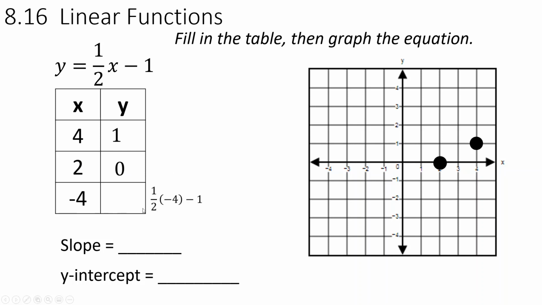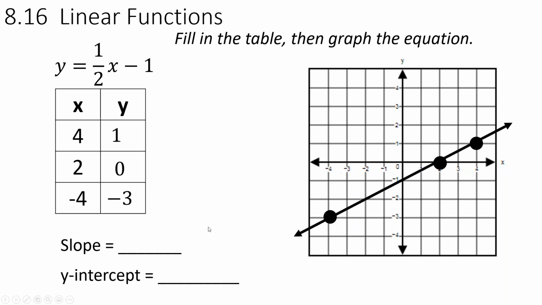Half of negative 4 is negative 2 minus 1. That gives me negative 3. We're going to mark that. Negative 4, negative 3. Now you know you're doing this right when all your points line up along the same line. That's a linear function. Not a linear function, a linear function.